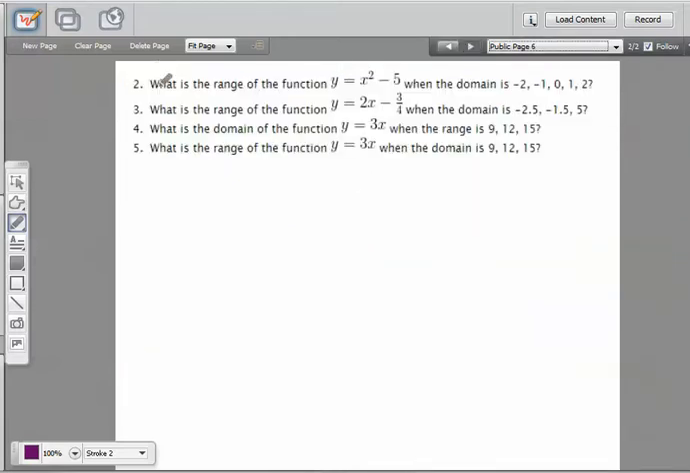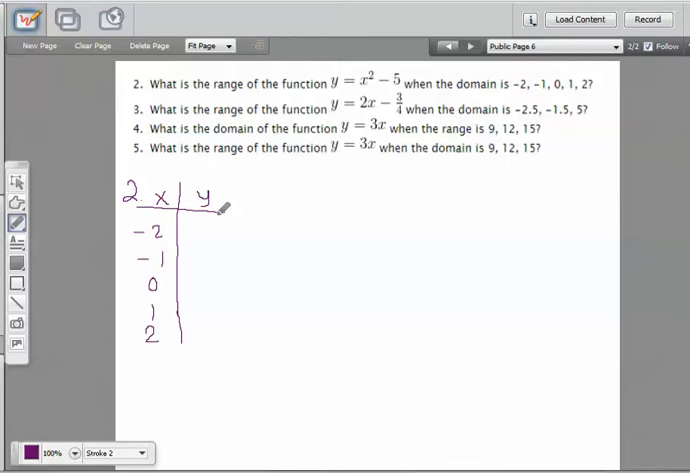All right, for number 2, what is the range of the function when the domain is -2, -1, 0, 1, 2? Well, here we can do this with a calculator or without. We're just going to use simple substitution. So I'm going to make almost like a chart here. So x, y, where my domain are my x values, right? So when I substitute them in, let's see what we get for y.